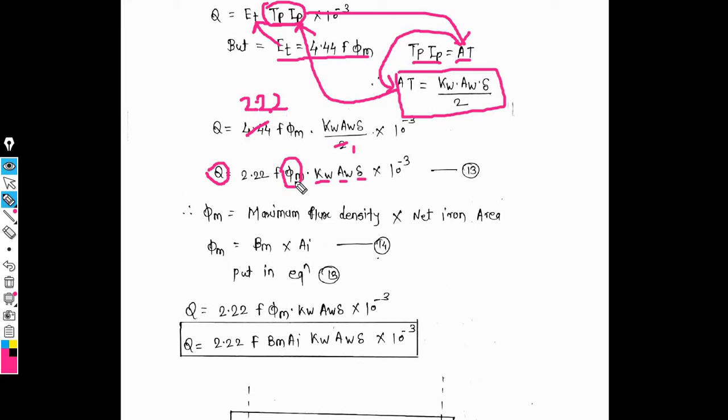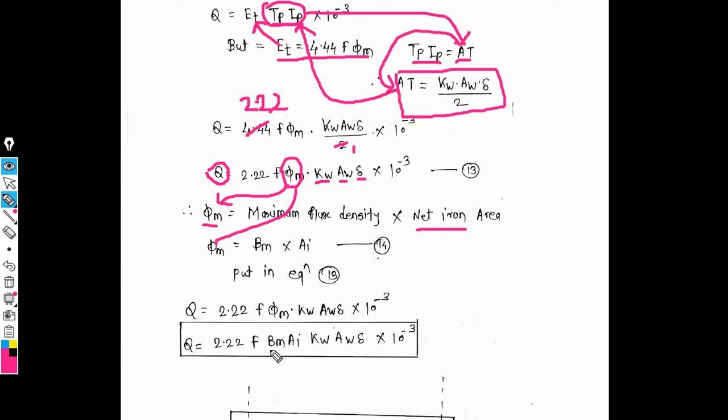But in this equation we have to calculate phi m, that is the maximum flux. Maximum flux is equal to maximum flux density into net iron area. This is the formula: phi m is equal to Bm into Ai. Then the value of phi m is put in this equation, so Q is equal to 2.22 F phi m.